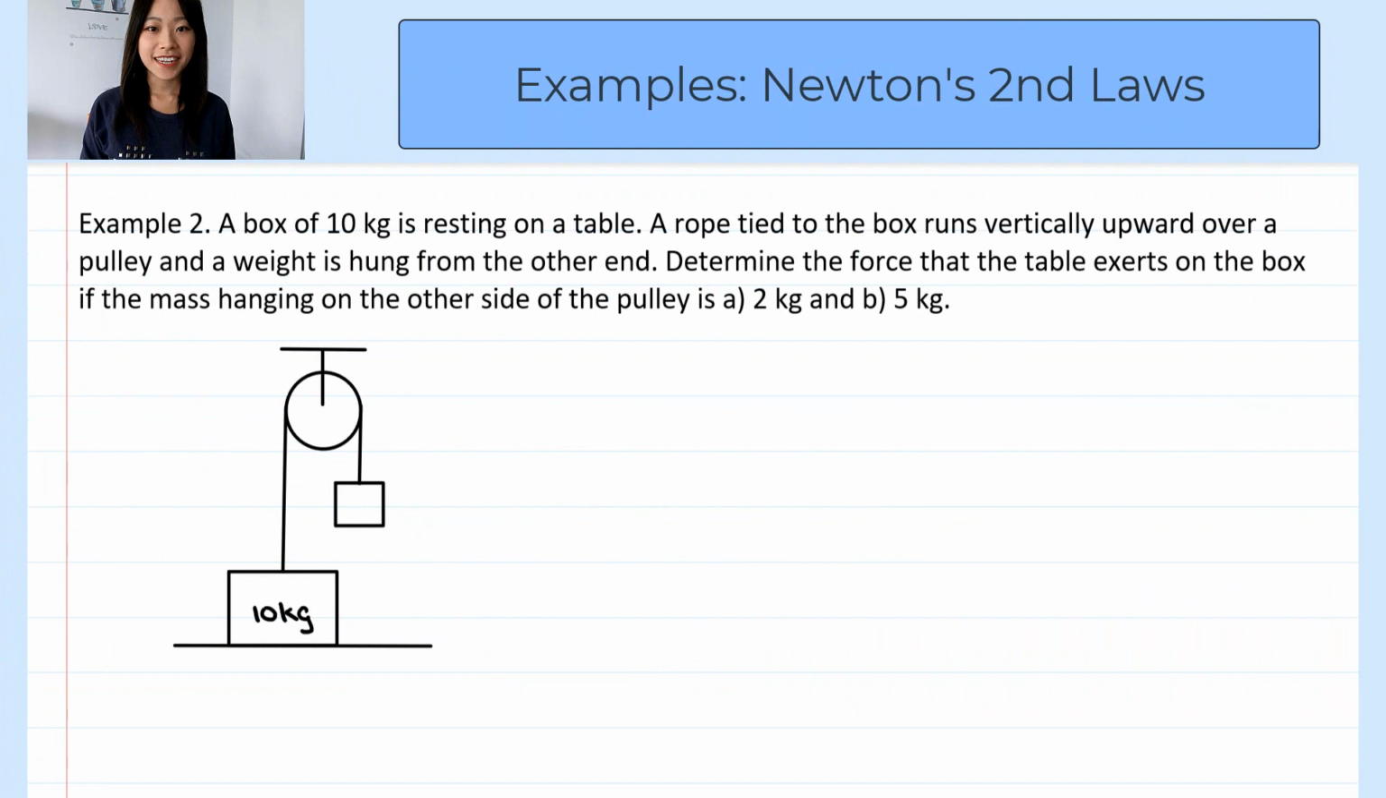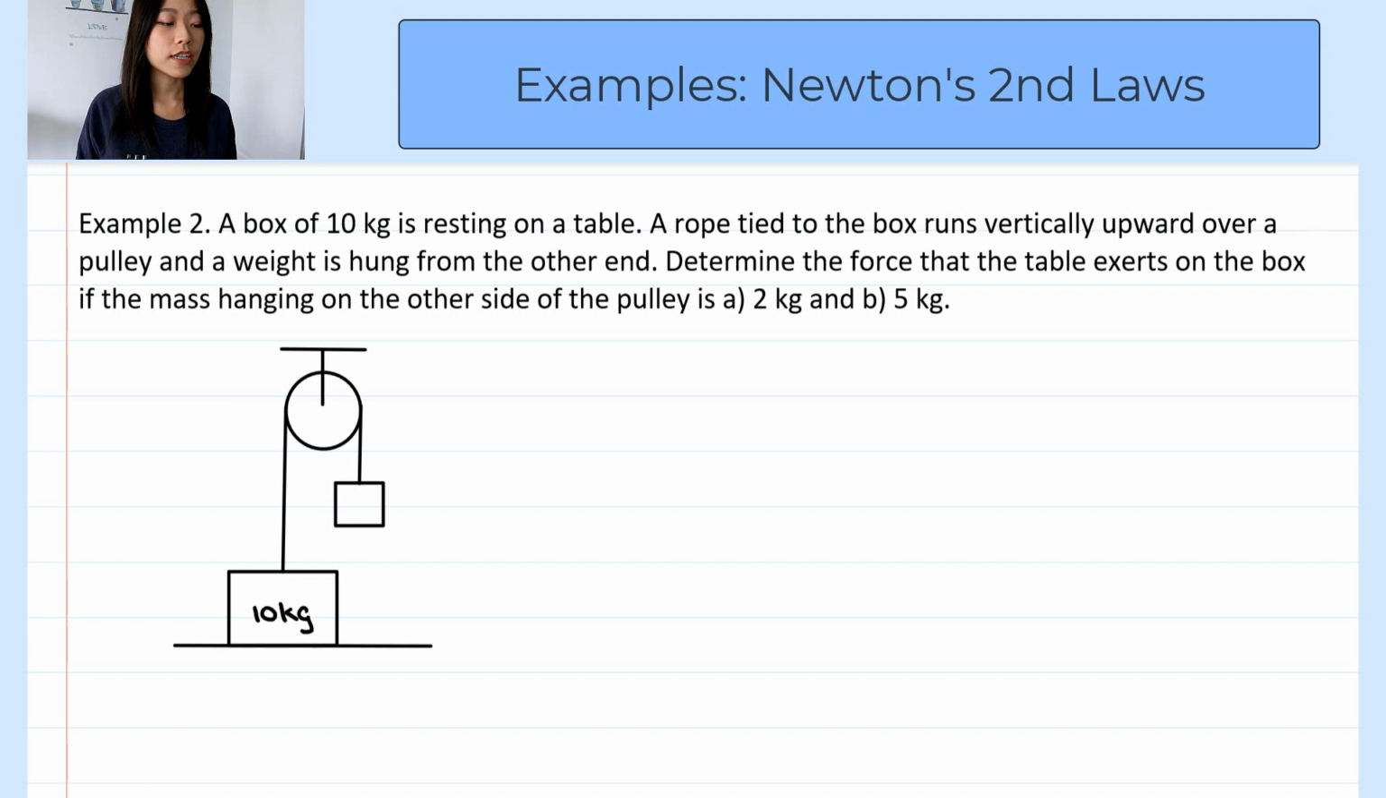Now let's look at a second example. A box of 10 kilograms is resting on the table. A rope is tied to the box and it runs vertically upward over a pulley, and a mass is attached to the other end of the rope. We want to find the force that the table exerts on the box if the mass hanging on the other side of the pulley is 2 kilograms and 5 kilograms.